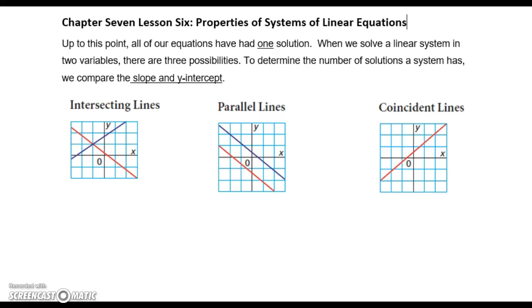In this video, we're going to look at Lesson 6 from Chapter 7, which is looking at properties of systems of linear equations. Up until this point in our chapter, all of our equations have had only one solution. But when we solve a linear system in two variables, there are actually three different possibilities, and so there are three different situations that we can look at. To determine the number of solutions a system has, we can compare the slope and the y-intercept.